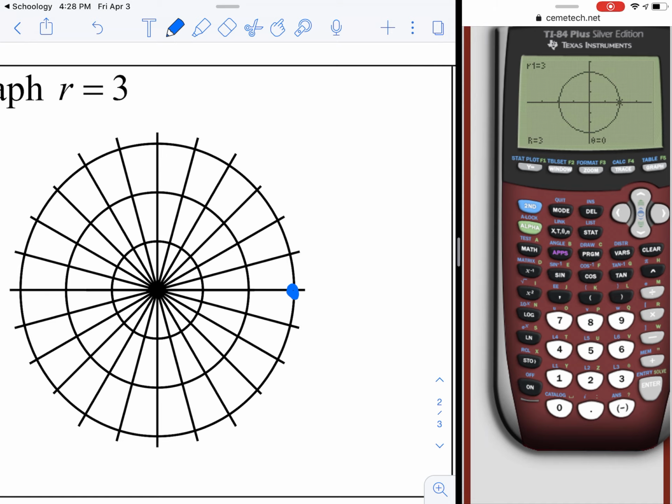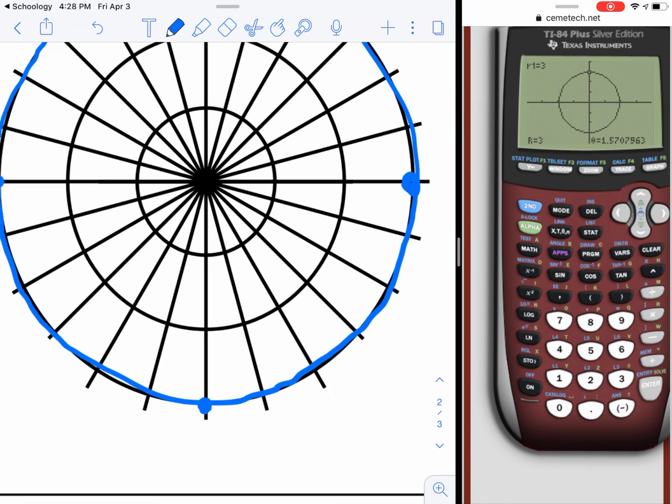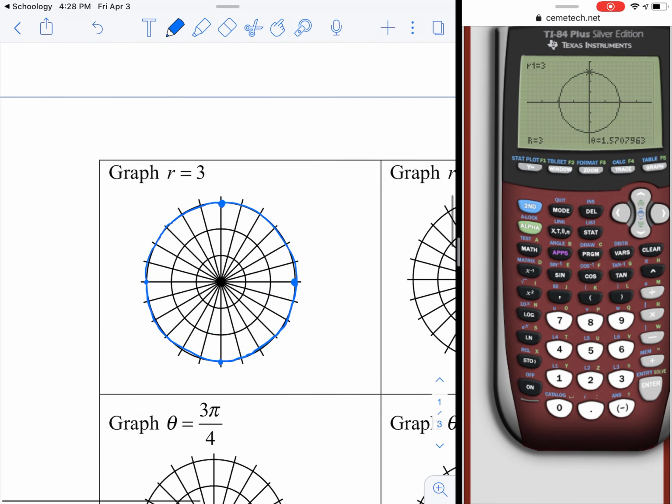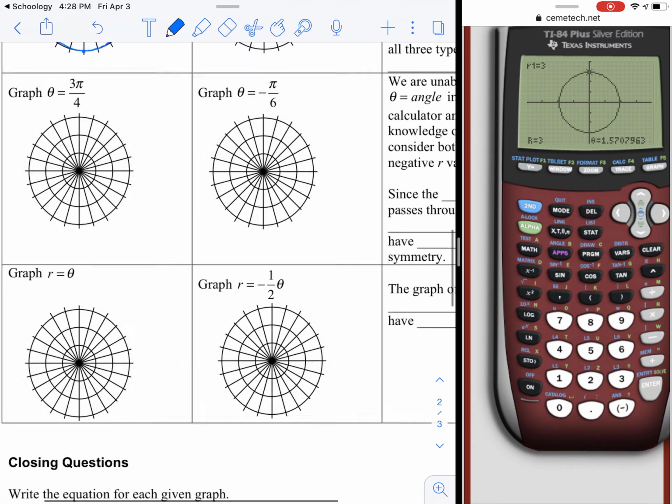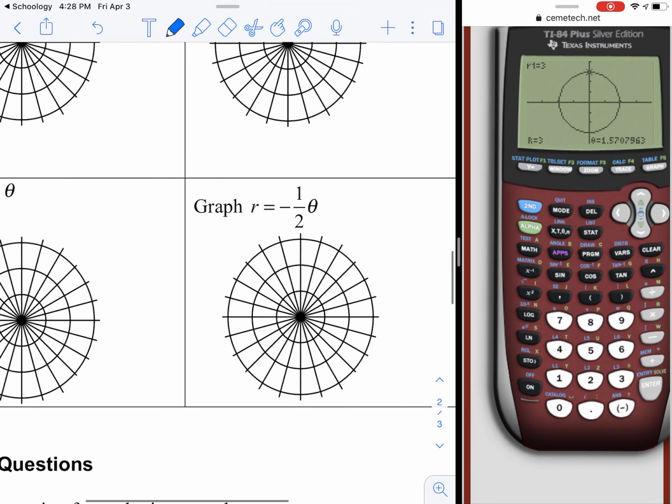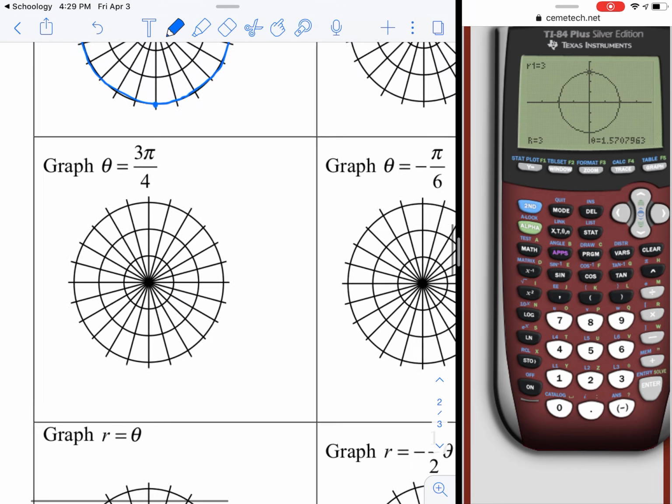And again, if you hit trace and tell your calculator to go to pi divided by 2, it'll tell you what the R value is there. And then you'll see that for all of this, it's going to be a circle with a radius equal to that number, centered at 0, 0. So you can play around with your calculator and maybe trace this a little better than I did. Now, the final ones, I know you can type in R equals theta, R equals -1/2 theta to see what you're dealing with.